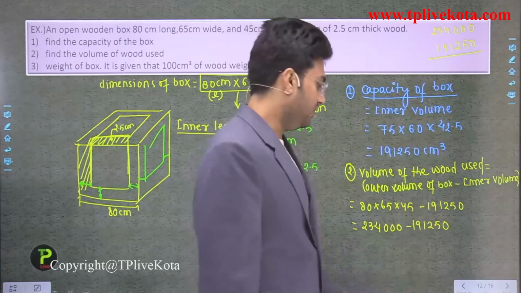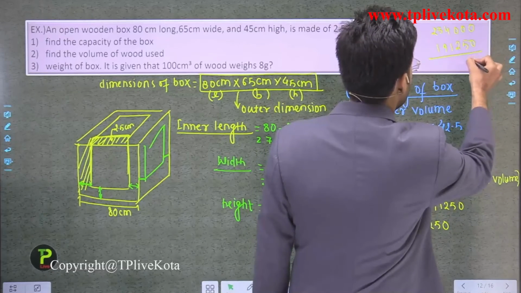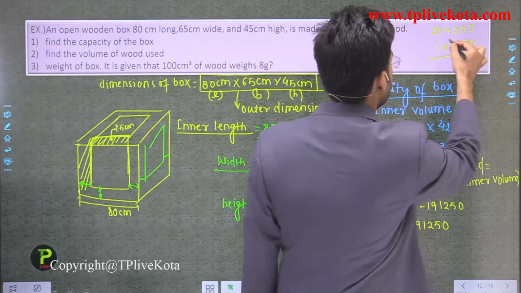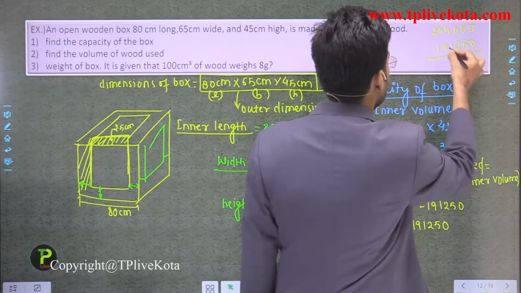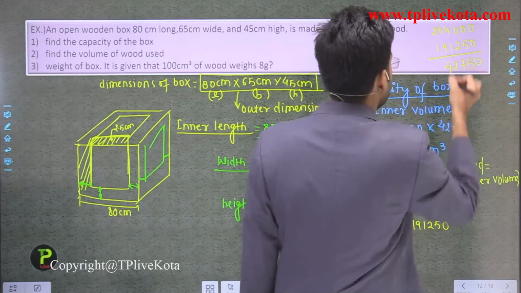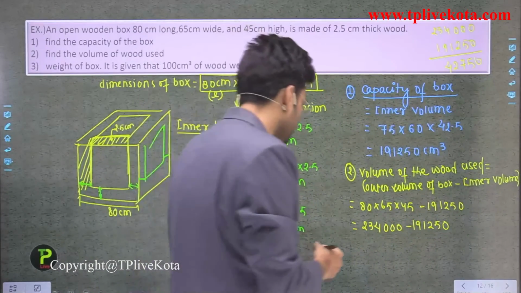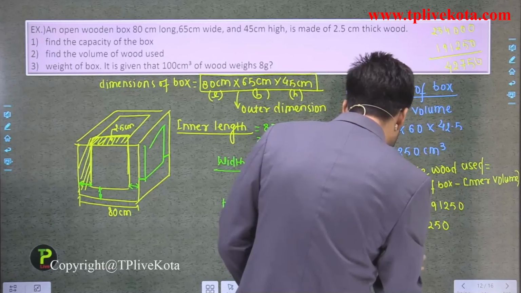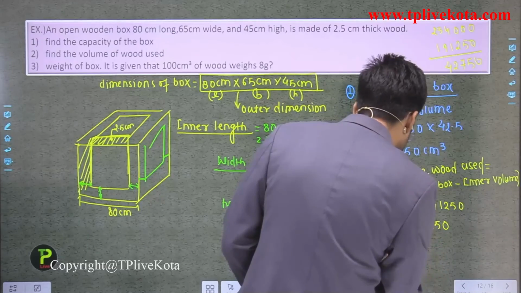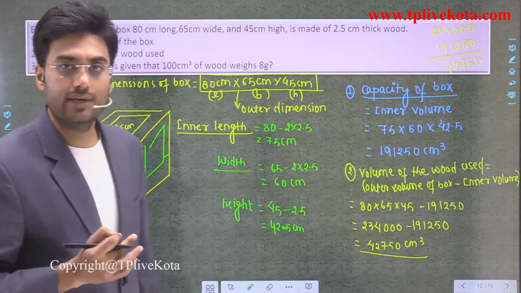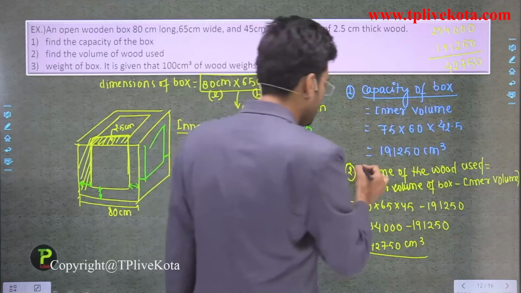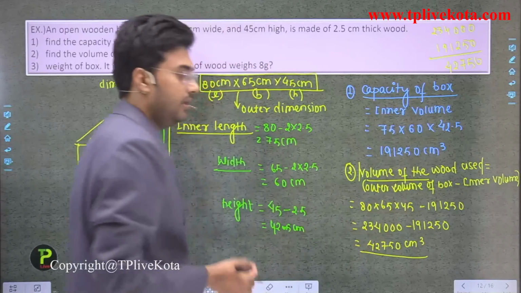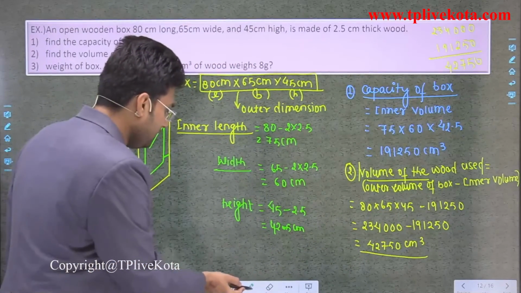So when we solve this, what will we get? It is 42750. So it is equal to 42750 centimeter cube. This is the volume of the wood used. Clear?